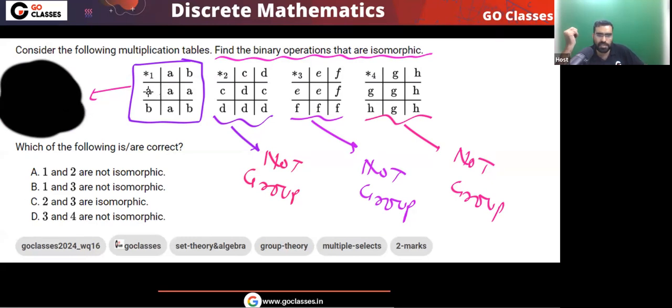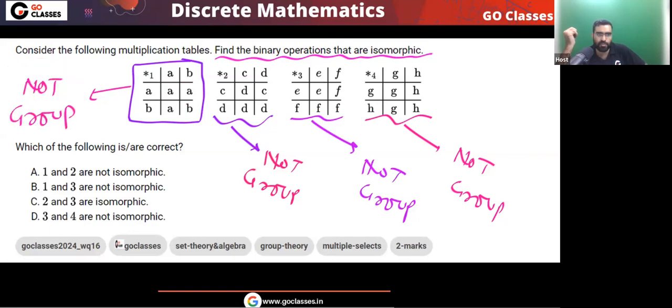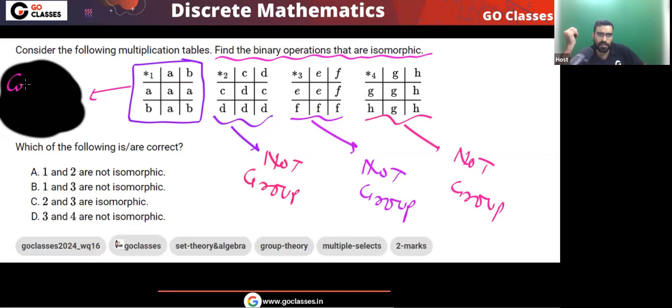The first one, is that commutative? Can I say AB equals BA? Yes, that is commutative. So the first one is commutative, and you can easily notice that because AB equals BA.